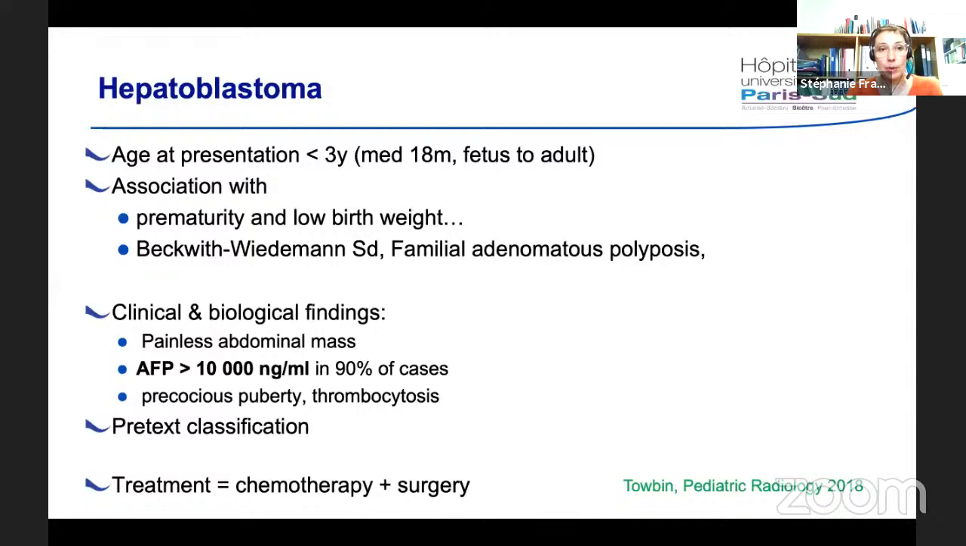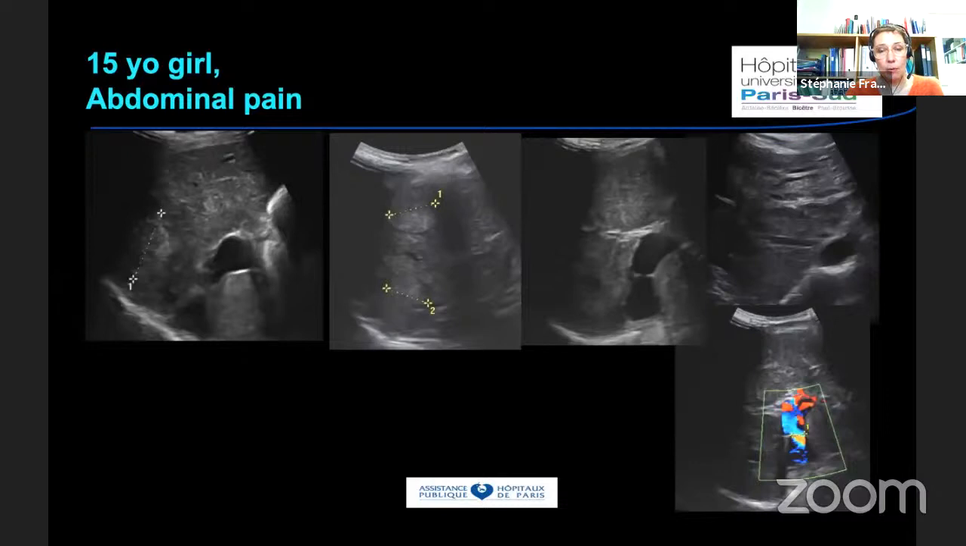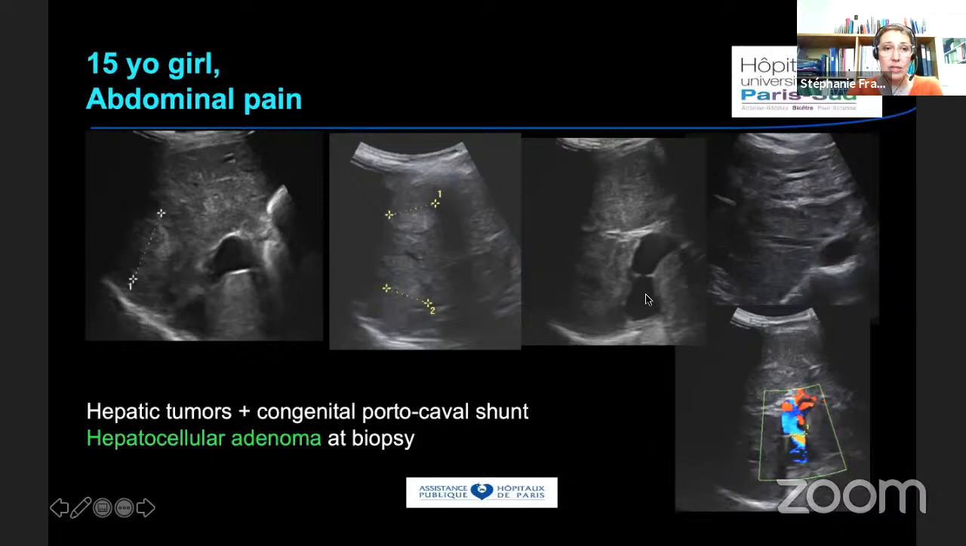In that case of a teenager with abdominal pain, fortuitous discovery of liver mass, but you can see that there is no portal vein in the liver, but there is a large communication between the main portal vein and the IVC. So you make the diagnosis of hepatic tumors associated with a congenital portocaval shunt, portosystemic shunt. And this was hepatocellular adenoma on biopsy. The interest to make the diagnosis is that this will influence the management of the patient.